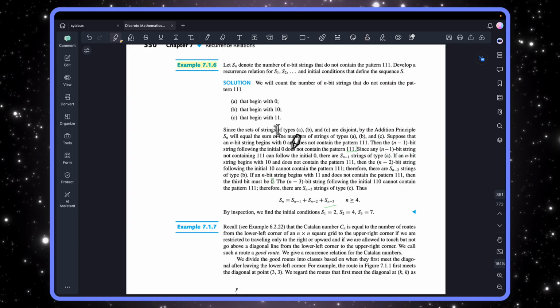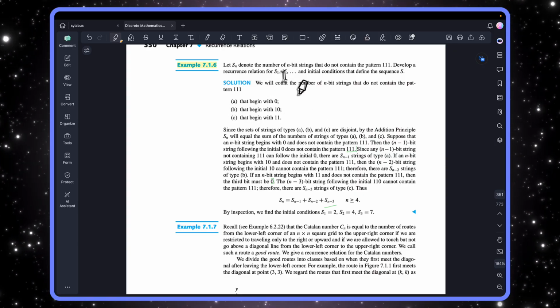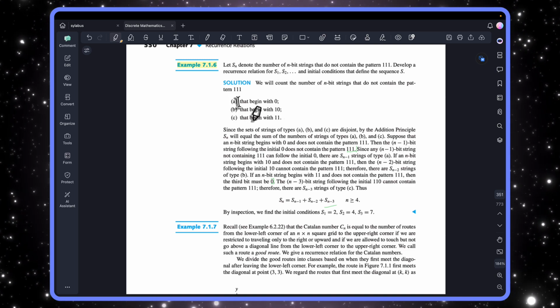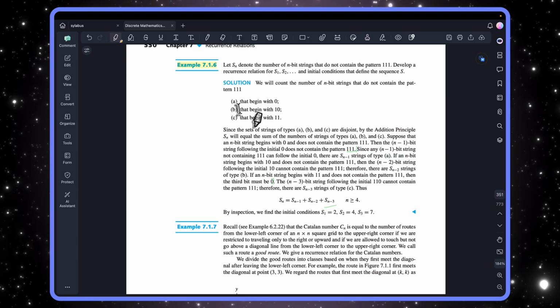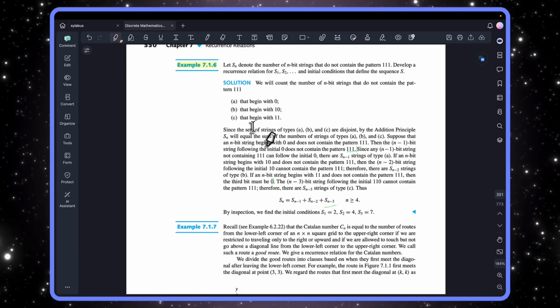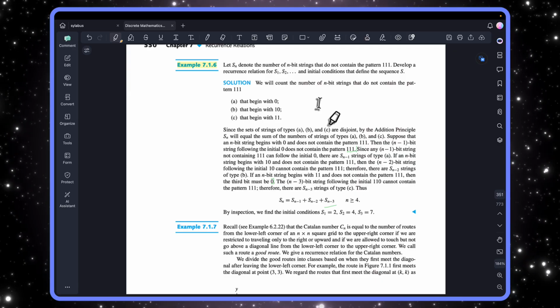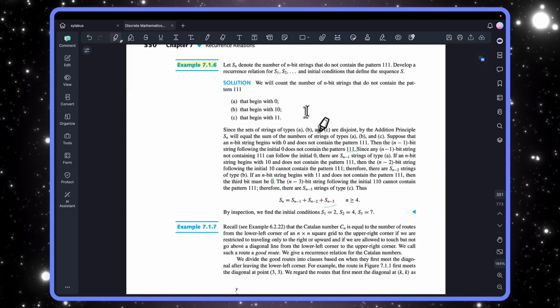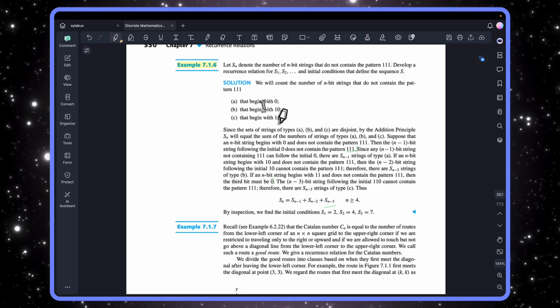We want to divide the strings in Sn into A, the ones that begin with a 0, B, the ones that begin with a 1, 0, and C, the ones that begin with a 1, 1. And we'll see why we're doing that in the future. Well, actually right now.